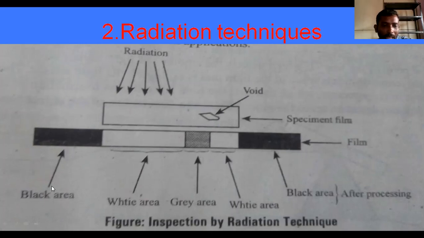See here, it is a black area, a white area, a gray area, a white area, a black area. When the radiation is sent to the specimen, the specimen moves step by step: black, white, gray, white, black. After processing, finally we get the film. The film is like this: step one, black area, white area, gray area, white area, black area.